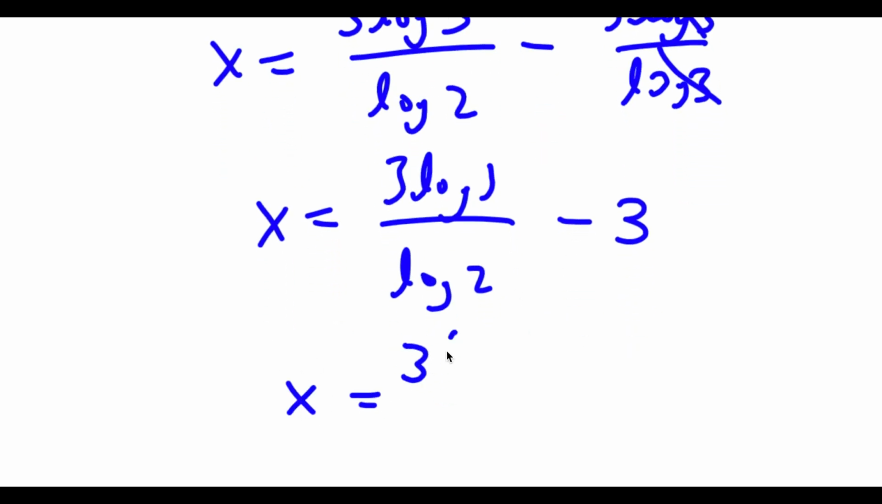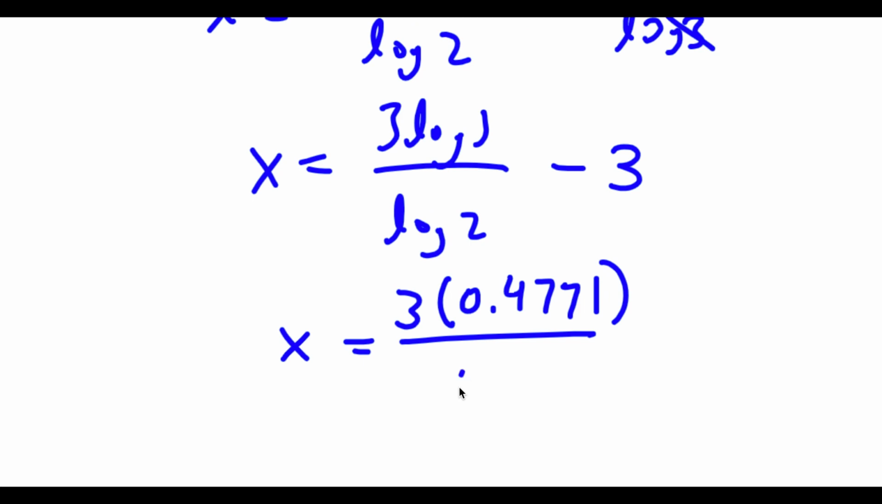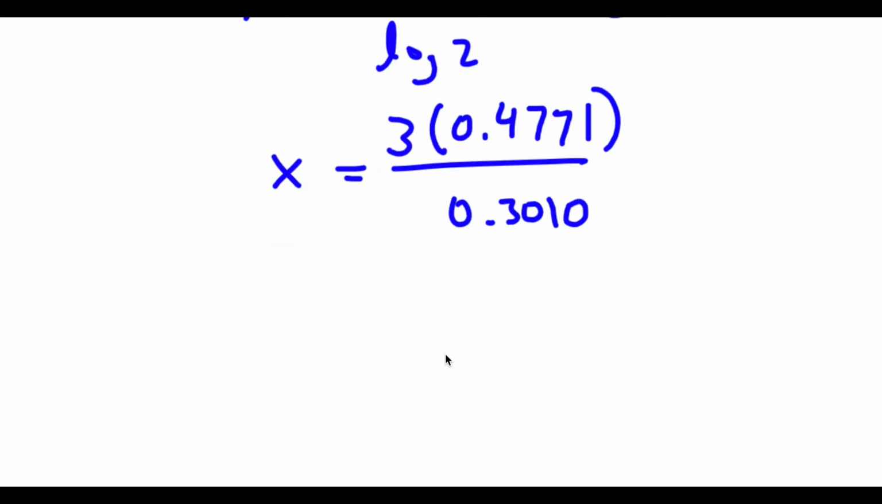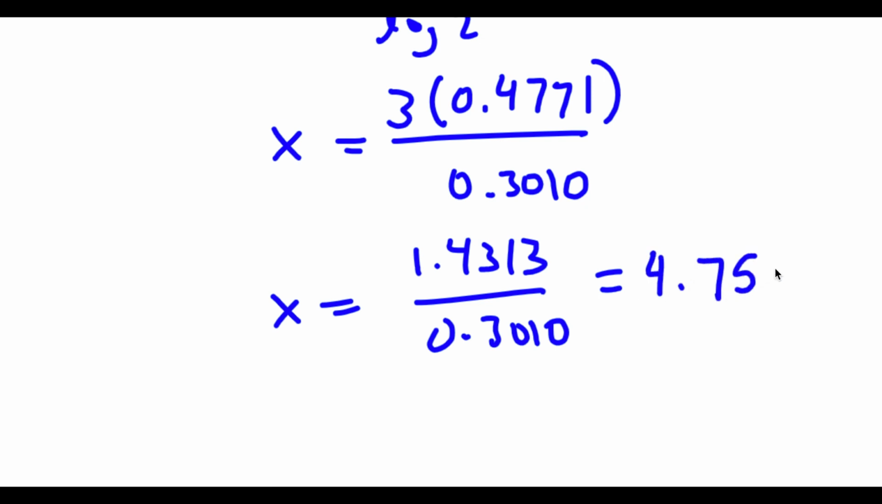Now log 3 is equal to 0.4771, and log 2 is equal to 0.3010. So this is equal to 1.4313 over 0.3010, and that is equal to 4.755.